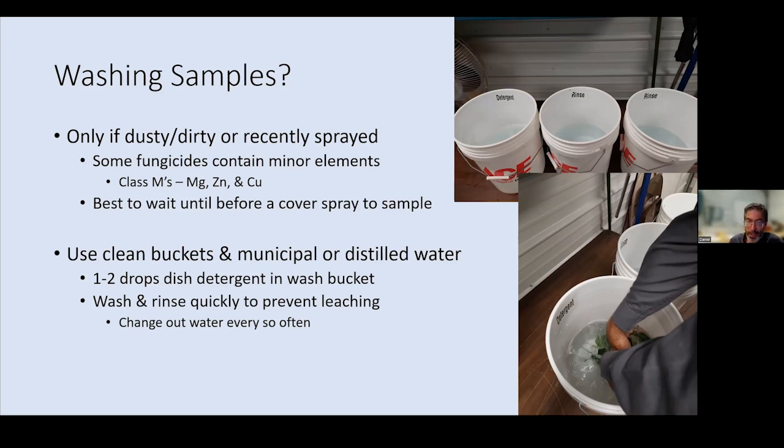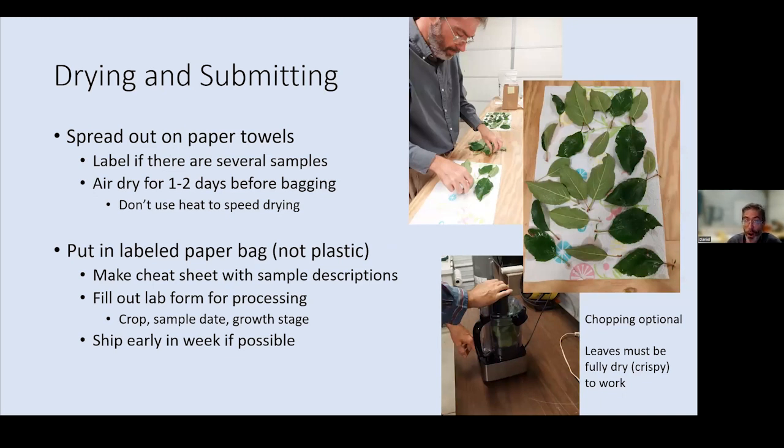Add 1 to 2 drops of dish detergent in a wash bucket, then wash, swish them around, quickly move them over to the rinse bucket, and then a second or third rinse bucket to further wash them off. And if we have a large number of samples, change out the water every so often. Spread those leaves that have been washed out on the paper towels to dry as a single layer. Label if there's several samples to avoid confusion, and then air dry 1 to 2 days before bagging, and then don't use heat to speed dry.